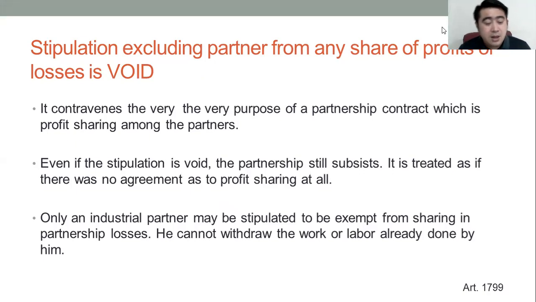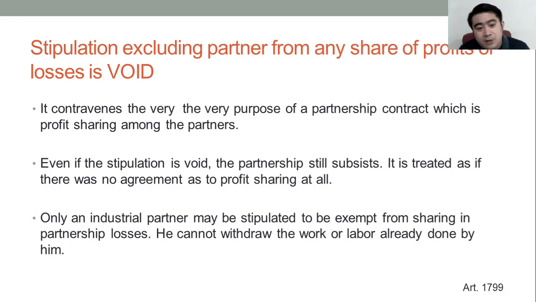Okay? Even if the stipulation is void, the partnership still subsists. It is treated as if there was no agreement as to profit sharing at all. Alright? So paano kung nasa profit sharing agreement, yung isang partner hindi mag-share sa profits? Ibig sabihin ba nun, void yung partnership contract? The answer is no, may partnership pa rin. Ngayon, paano yung hatian? Yung hatian, based sa capital contribution, it's as if walang profit sharing agreement or losses sharing agreement. So doon ko ulit mag-base sa capital contribution.